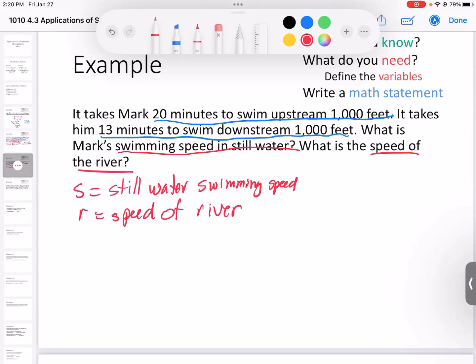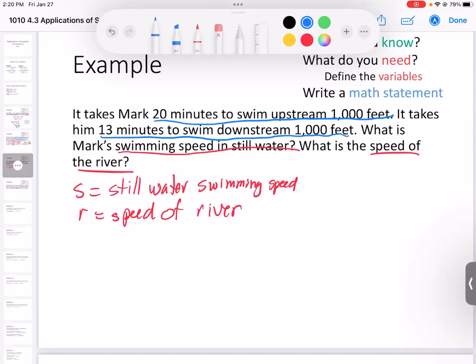And the things we're looking for are both measured in speed. And so I want to see if maybe I can convert these into speeds, because the thing I'm looking for is measured in speed. So is there a way that we could convert this fact that he took 20 minutes to swim upstream 1,000 feet? Could we change that into a speed somehow? And yeah, go ahead. How would we do it?